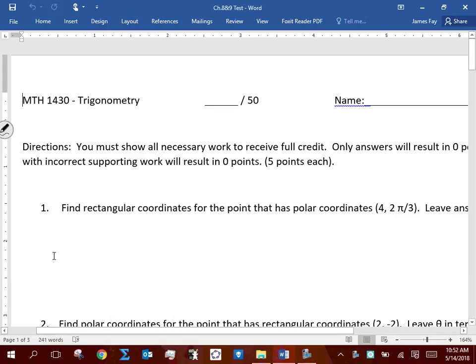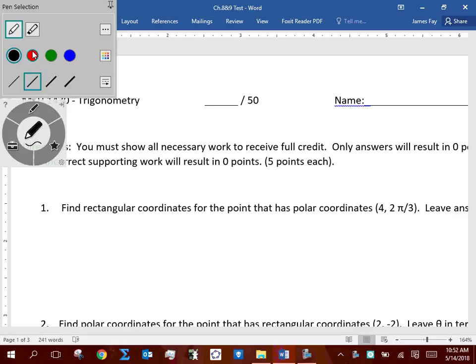Okay, going over this Chapter 8, Chapter 9 test. First question, put (4, 2π/3) into rectangular coordinates.